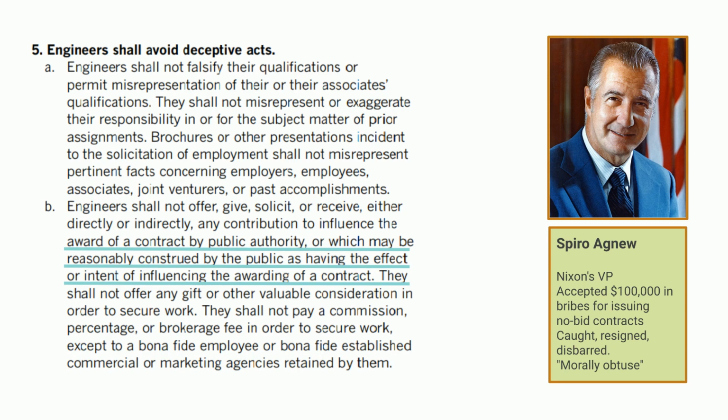He was vice president, so he also had access to a lot of government contracts, and he was able to fast-track them to his friends outside of the standard bidding practices of the time. This was straight-up illegal. The judge who eventually found him guilty of this called him morally obtuse. He was disbarred. He had his legal credentials stripped away.